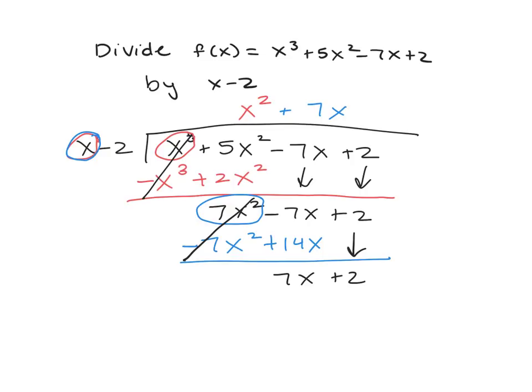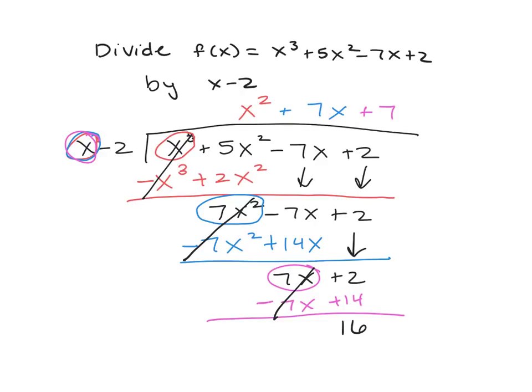And I'm going to do this again. What do I multiply x by to get 7x? And that's 7. So now I'm going to multiply it out. 7 times x is 7x. 7 times negative 2 is negative 14. And I have to make sure that I'm subtracting this, right? The whole thing. My 7x minus 7x cancels. And then 2 plus 14 is 16.